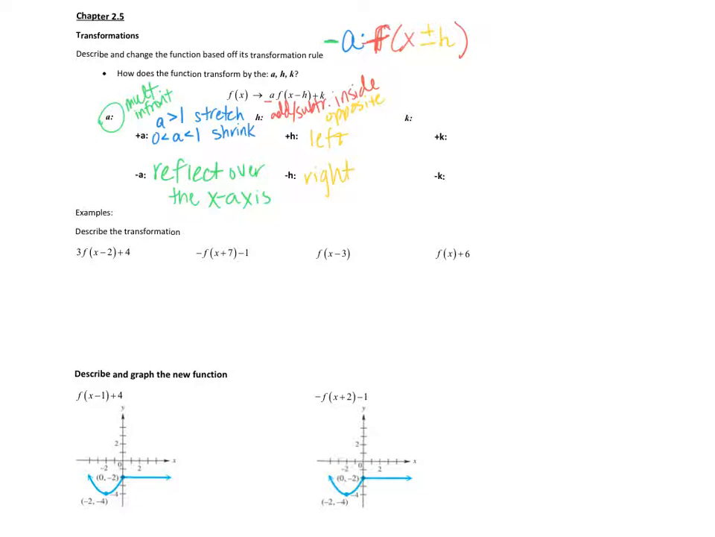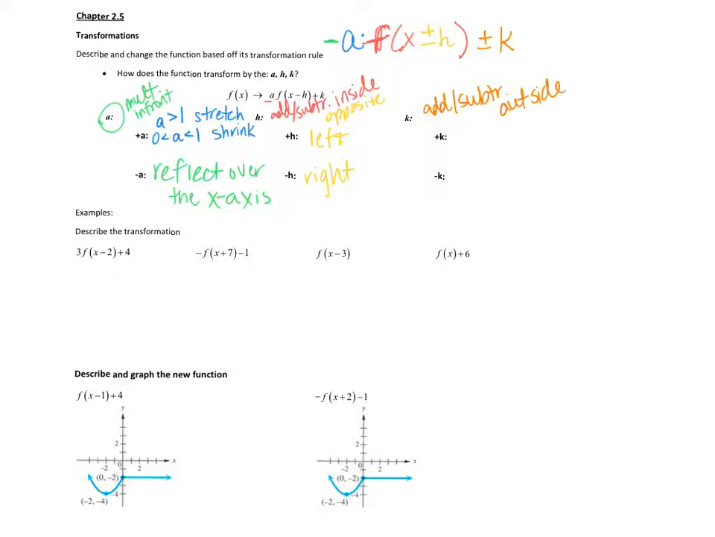The last place that I could put something would be on the outside of my function. So let's say we put a plus or a minus outside of that function. Think about the motions that we've already done. We've flipped it over, we've stretched it, we've shrunk it, we've moved it to the right, moved it to the left. So the only other places for it to go would be up and down. So remember, we're going to be adding and subtracting outside of the function this time.